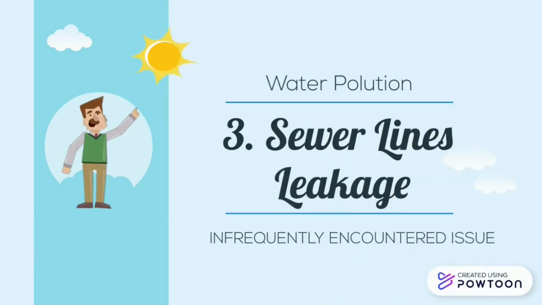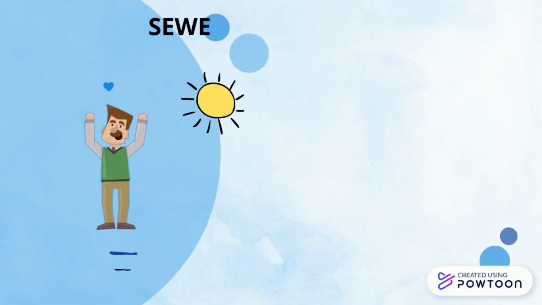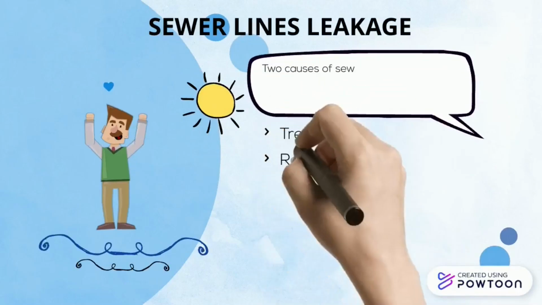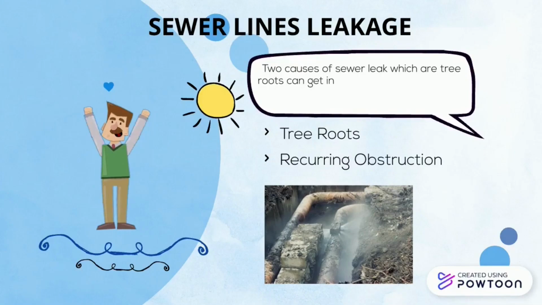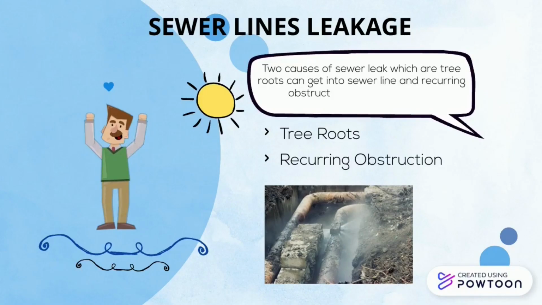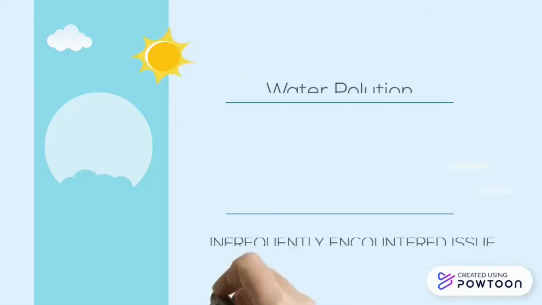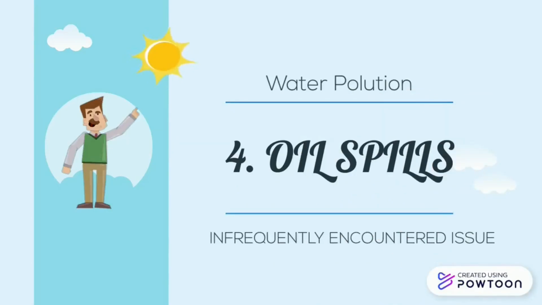Number 3 for water pollution is sewer line leakage. One of the problems is tree roots can get into your sewer line through the seam and joint of pipe or through small cracks on the surface, which is one of the leading causes of sewer leaks. Then over time, recurring obstruction in your sewer system might lead to leaks. When water flow is repeatedly obstructed, it will eventually find another way to escape, causing cracks or breaks in your pipe.